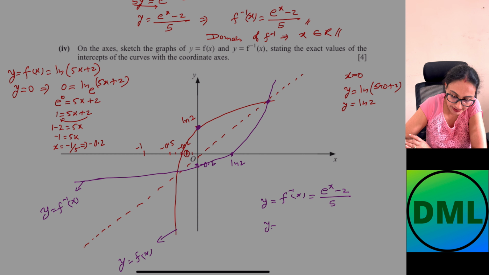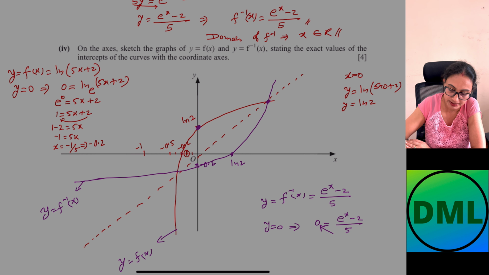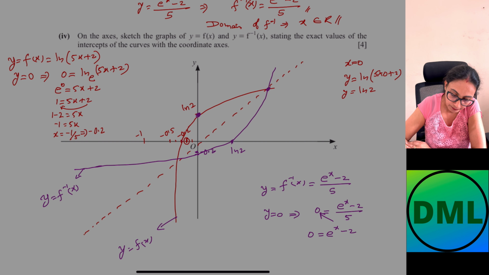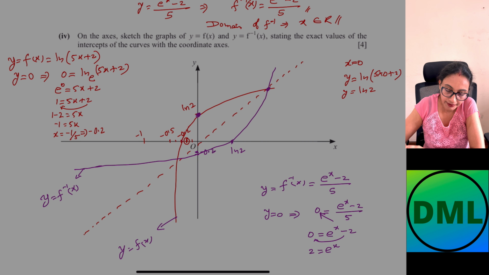If I put y is equal to 0 and get the answer for x, this will be written as 0 is equal to (e to the power x minus 2) over 5. Do this cross multiplication on this side. You will get 0 is equal to e to the power x minus 2. Move this 2 to the left-hand side. This will be 2 is equal to e to the power x. Write this in logarithmic form. This will be written as ln 2 is equal to x. You found the same answer on the x-axis as ln 2.